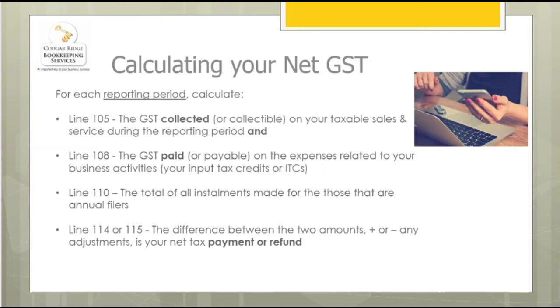Line 114 or 115 will be the difference between all of those amounts. So if you take line 105, subtract line 108, and subtract line 110, if it's a positive amount, then that is the amount of tax that you still owe. If it's a negative amount, that is the amount that you will receive as a refund.